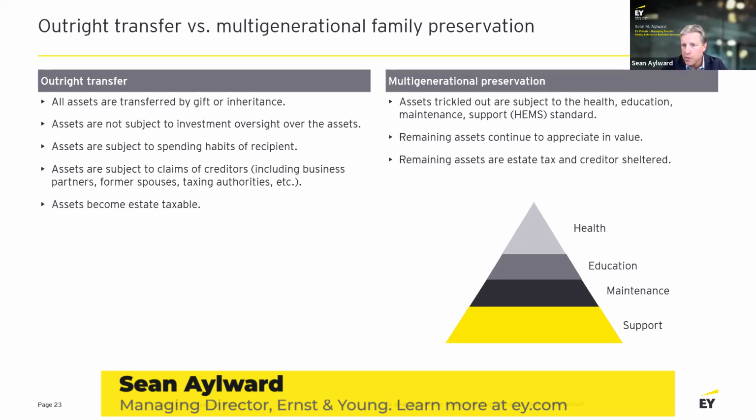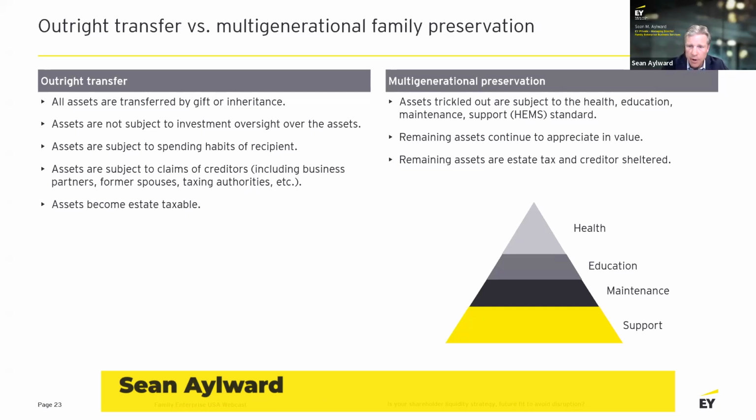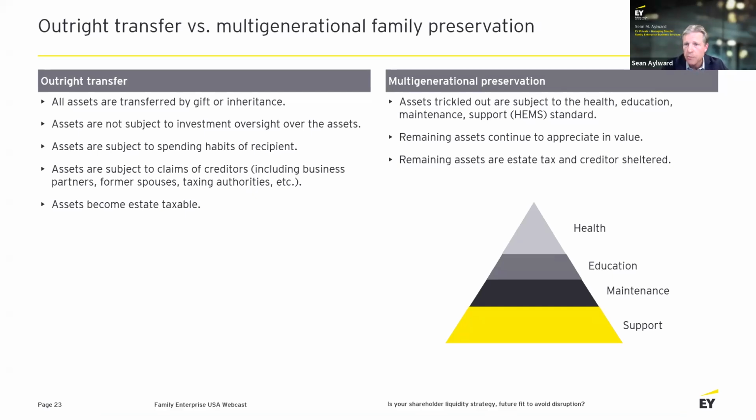There is no investment oversight over those assets once they get to the beneficiary. They are subject to the spending habits of the recipient. They're subject to the claims of creditors of that beneficiary. And they're taxable, right? They're includable in that beneficiary's estate when they pass. So over the years, trust planning has become a very popular way of solving some of those non-tax concerns, right?